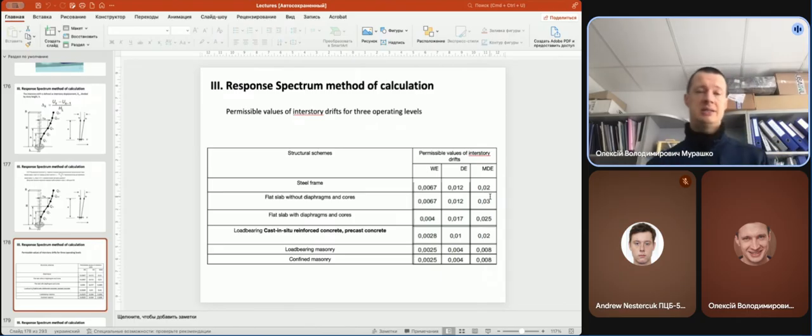So, this is the only one parameter which can help us to assess the real behavior of the building during the earthquake. Not stresses, not reinforcement, not cross-section of the beams and columns, but interstory drifts describe the behavior of the building.